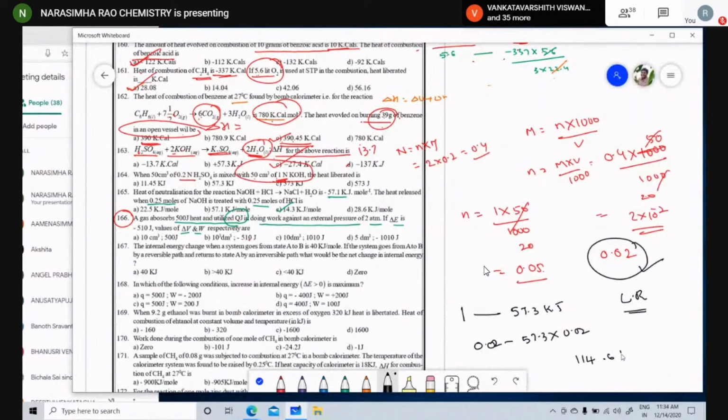114.6 kilojoules. 2 multiplied into 10 power minus 2, okay, 1.146 kilojoules is my answer. What answer did they give? What is your key? 573 joules. Take here.